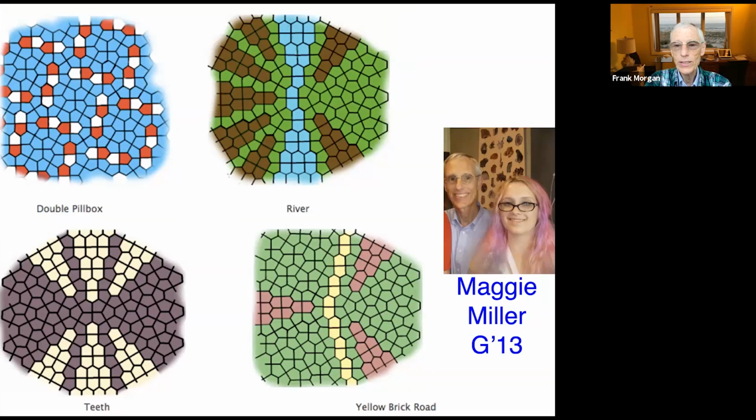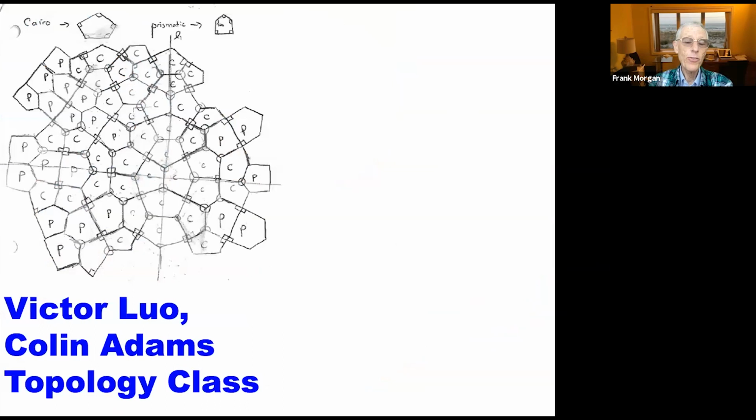Then I was invited one time to substitute in Colin Adams' topology class, and I mentioned this problem, and Victor Liu came up with this new example. And so here's how he sent it to me. You have to be quite an artist to do these. You try to start drawing these pictures, and they have to be accurate enough to be sure that it's really a Cairo tiling, that it'll keep going on forever. So I was very proud of him for finding that one.